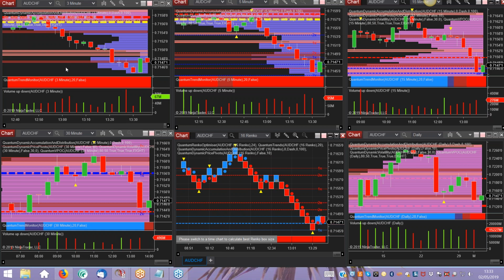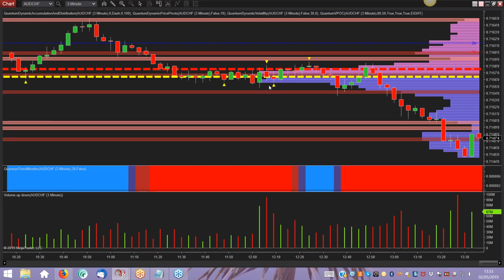This is the Aussie Swiss, which I mentioned had this nice move lower. For those of you who come along regularly, you'll know I have a bias to the short side, so I'm always hunting out short trades. It's part of what I have to live with as a trader, but there we are. I'm well aware of it. And the reason for that is very simple, because generally speaking, markets move much more quickly to the downside than they do to the upside.